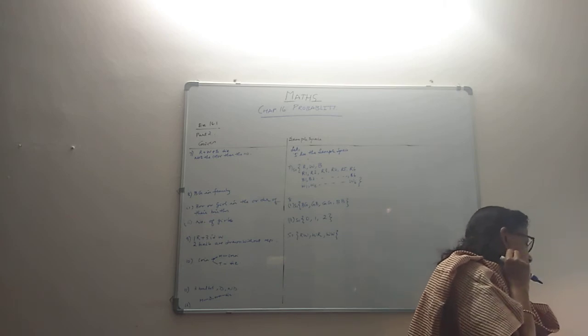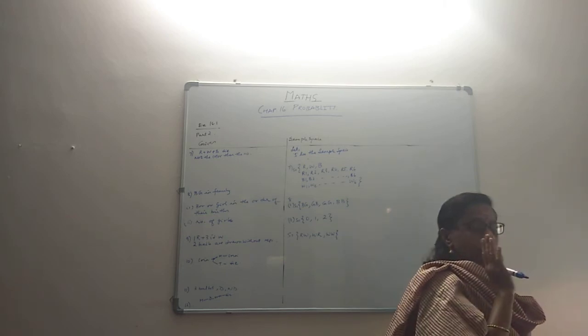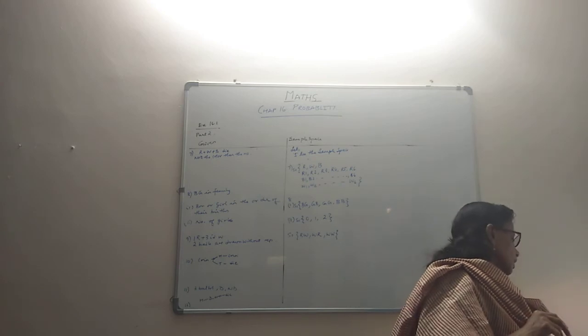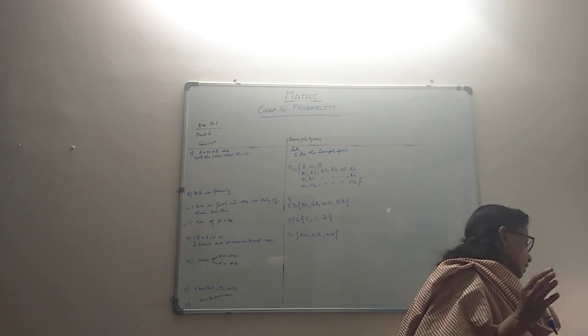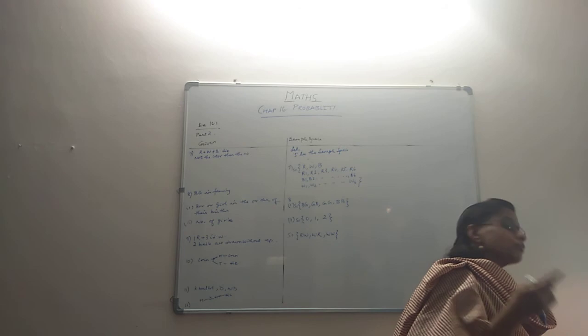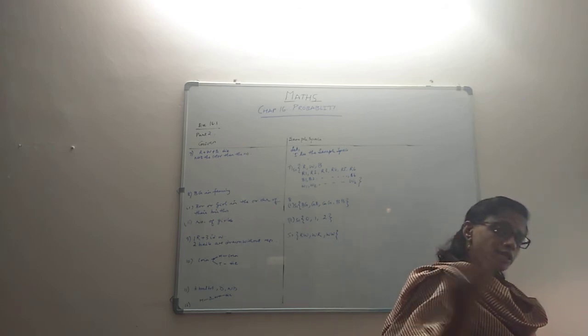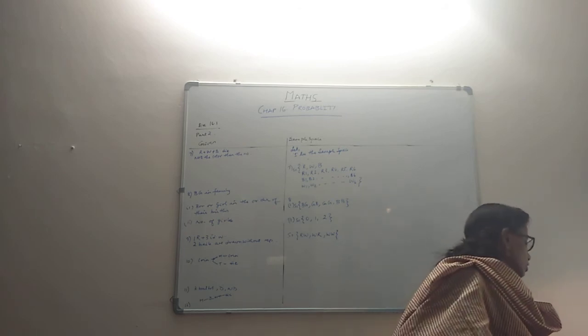The 10th problem says that an experiment consists of tossing a coin. We are tossing a coin: head, tail. We will first toss a coin, and it will give you head or tail. Then you throw it a second time if the head occurs. Only if the head occurs, you will throw it once more, so that you will again get head or tail.